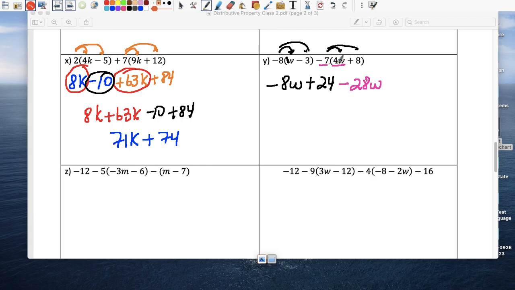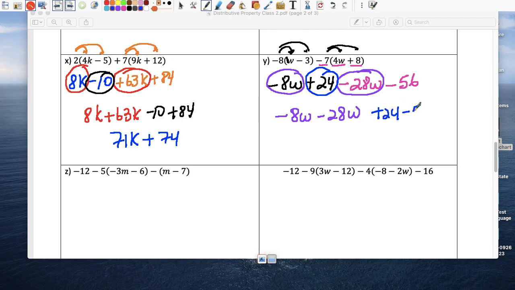And lastly, negative 7 and positive 8. Again, negative times a positive is a negative, and 7 times 8 is 56. Like terms, yep. We have like terms. So negative 8w is circle, and negative 28w is circle, and I'm going to put them side by side. And then the other two like terms are positive 24 and negative 56. We can combine those two.